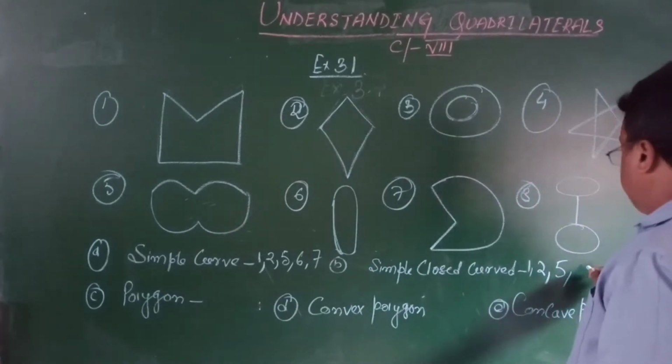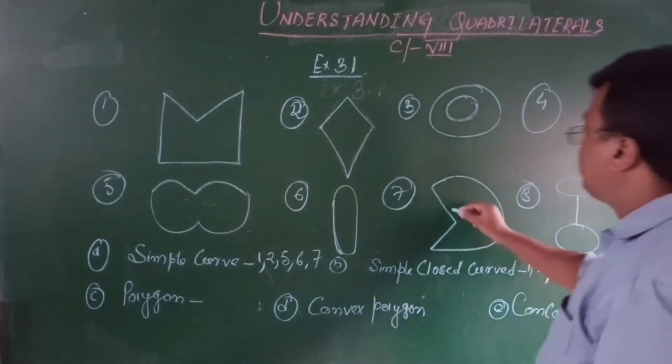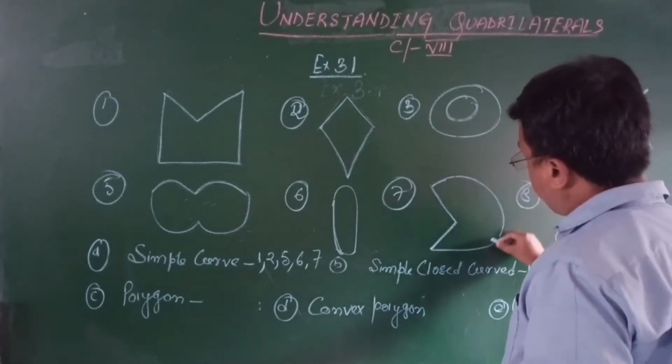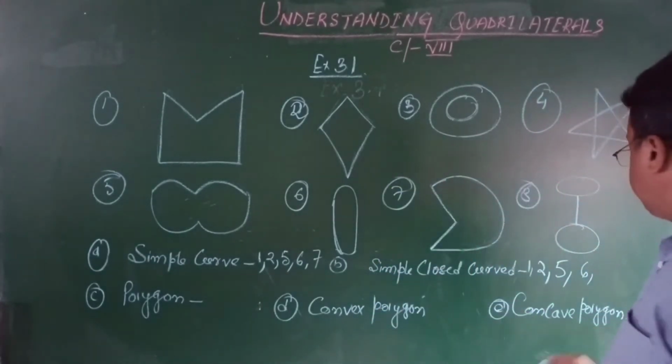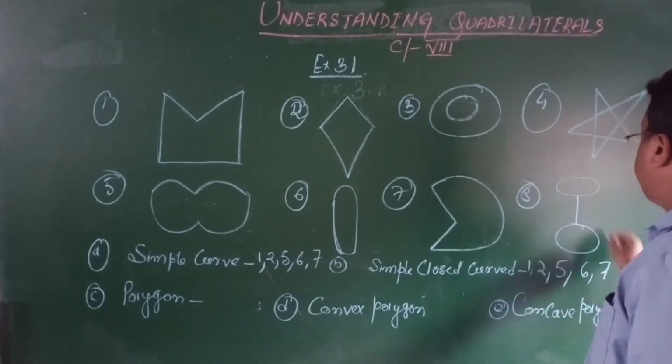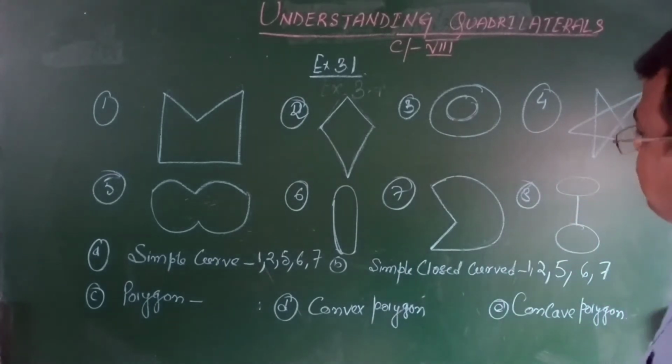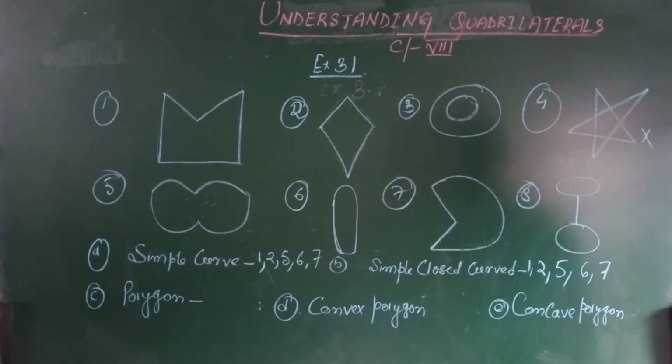So figure number 6. Then this one. This is a what? Simple curve, and you see it is closed. So this is a closed curve. So 7, and it is not a simple curve also. That's why this is not a simple closed curve.